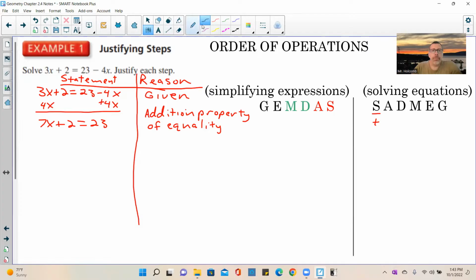So let's just continue. So then what do we do? Well, we still have this equal sign and we're trying to isolate the variable. There's nothing more I can simplify over here. So I look over here and there's addition. So we're at this step now. The inverse of addition is subtraction. So we're going to do the inverse operation to move it across the equal sign. So I subtract 2 from both sides and I get 7x equals 21. And that is the subtraction property of equality.